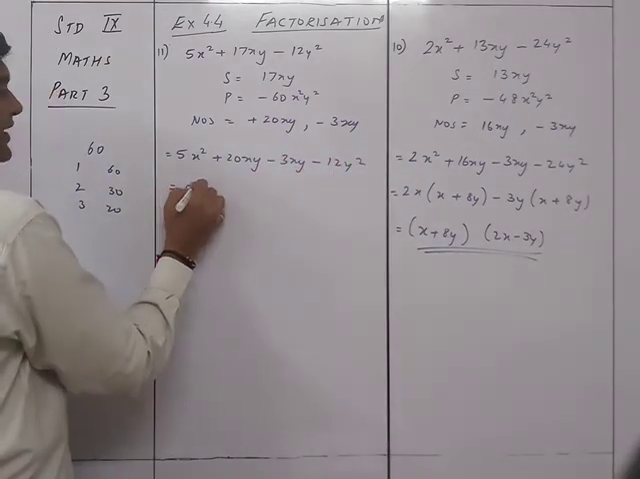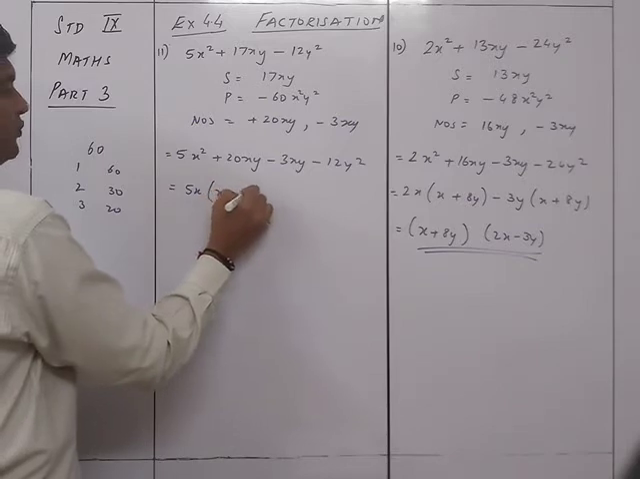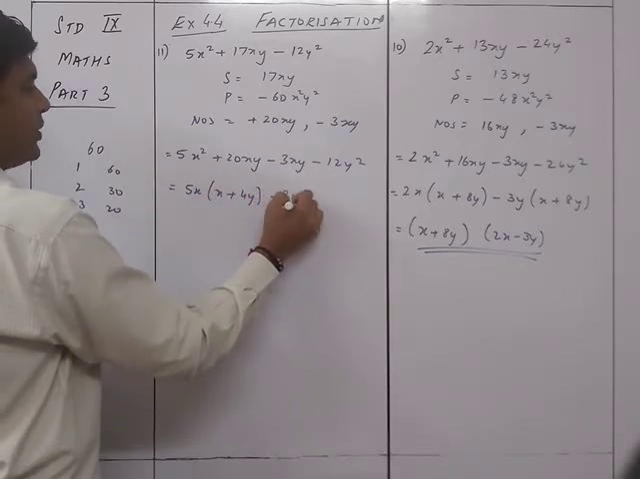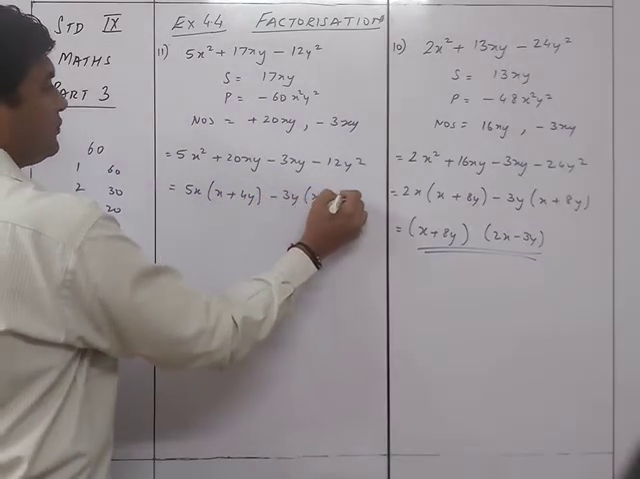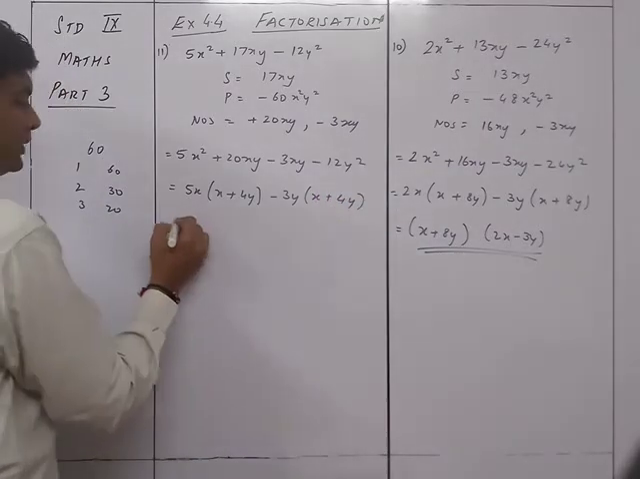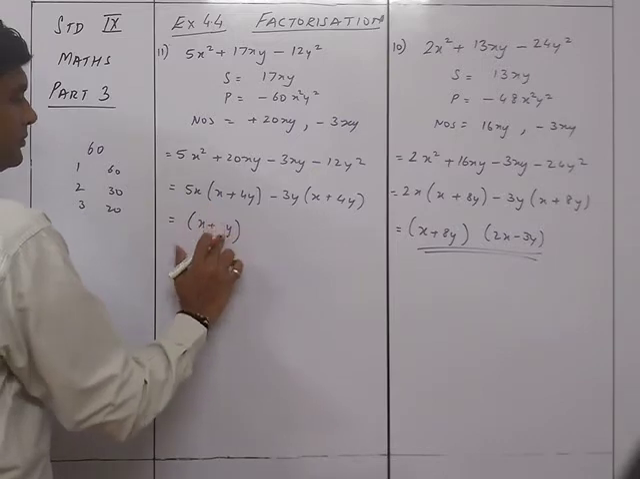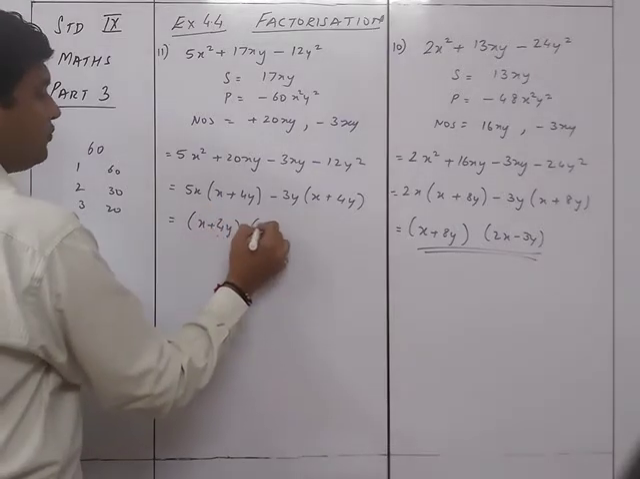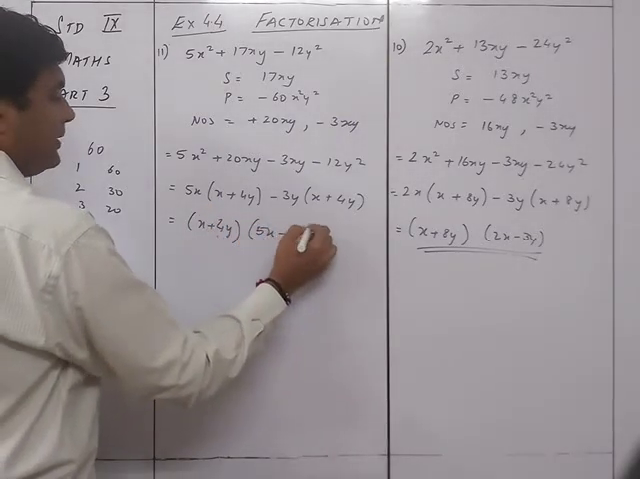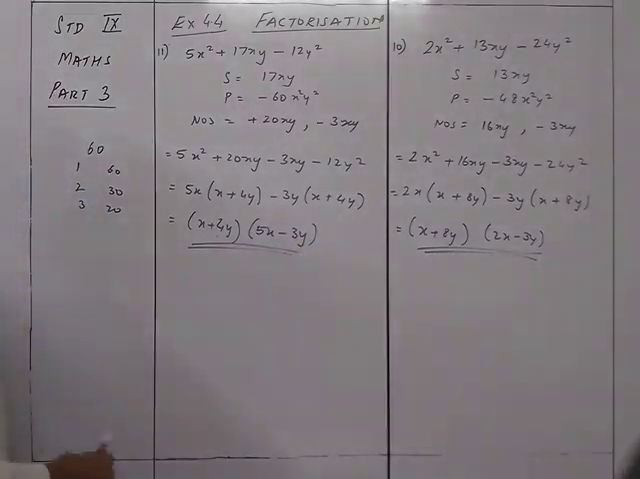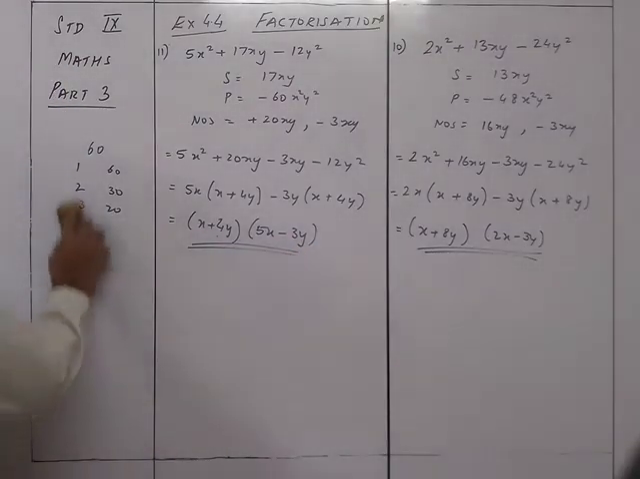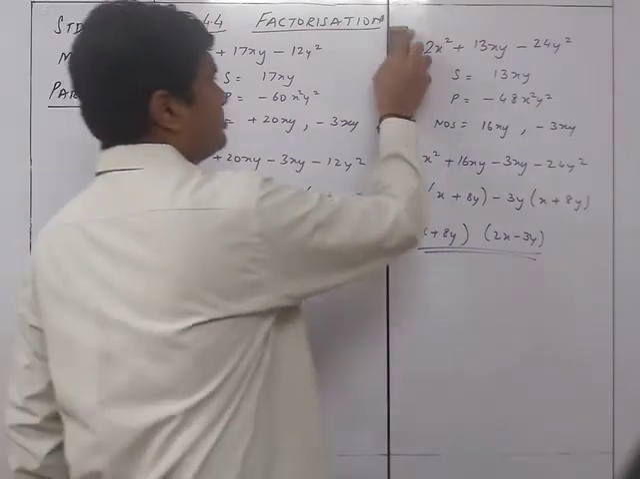So that will be 5x common, you get it as x plus 4y, and over here 3y common, you get x plus 4y. So that gives you x plus 4y into 5x minus 3y. So that's the answer for sum number 11. We now move on to sum number 12.